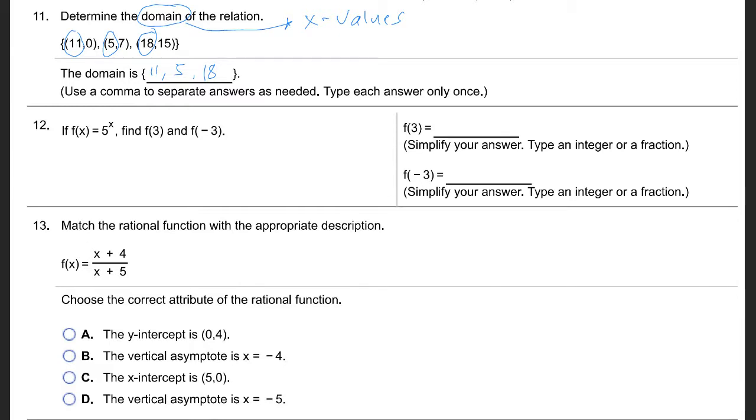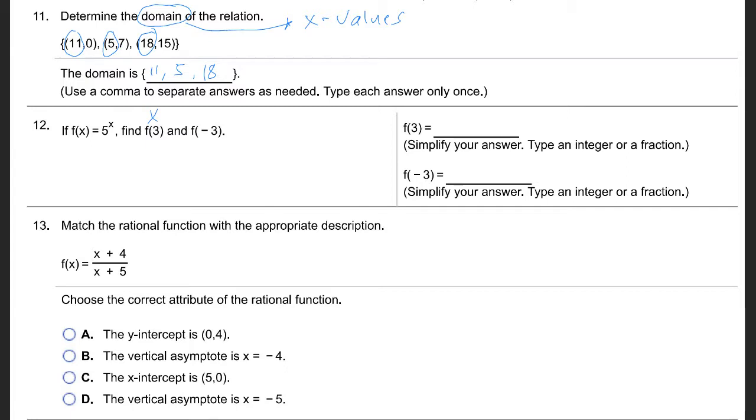Problem number 12. If f of x equals 5 raised to the power of x, find f of 3 and f of negative 3. So we have here an exponential function. So x here is on the power, and when you see f of 3, x is equal to 3 here. So that would be our x, which is 3.